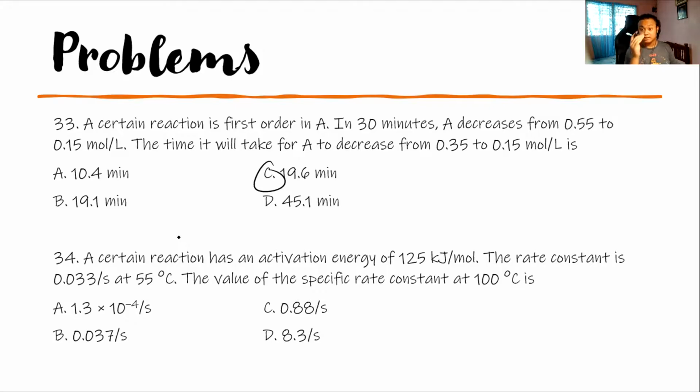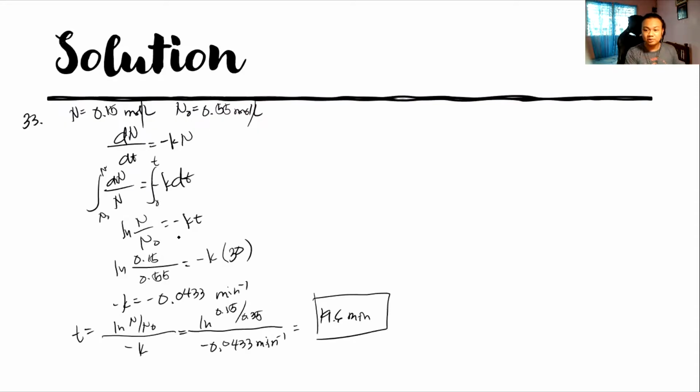Now we are moving to number 34. A certain reaction has an activation energy of 135 kilojoules per mole. The rate constant is 0.033 per second at 55 degrees Celsius. The value of the specific rate constant at 100 is, so how do we do this? We have to use the Arrhenius equation.